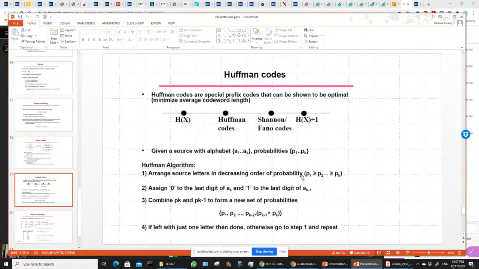So P1 is definitely going to be the probability of having white. You look at all the pixels, find what percentage of them are white. That's P1. And then you look at all the pixels, find what percentage of them are black, black divided by all the pixels. That's P2. And then look at what percentage are pink, right? That's the fewest number of pixels. So P3 is going to be the number of pink pixels divided by the number of all pixels. Then you assign 0 to the last symbol, A_K, and 1 to the symbol A_(K-1).